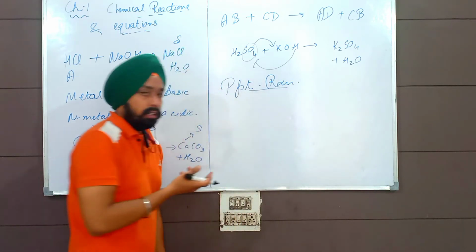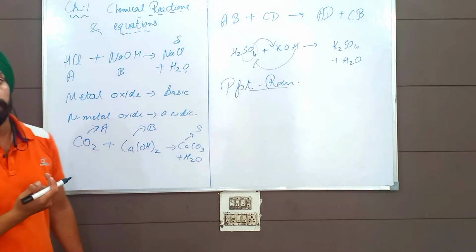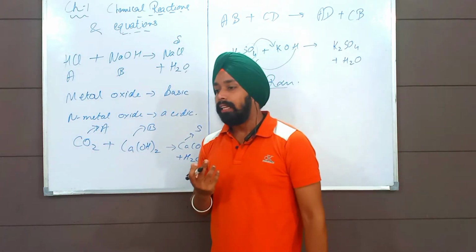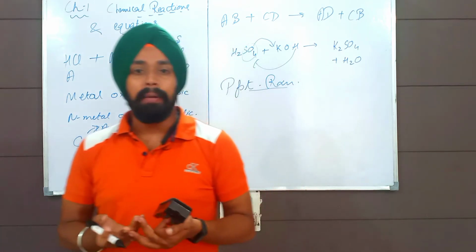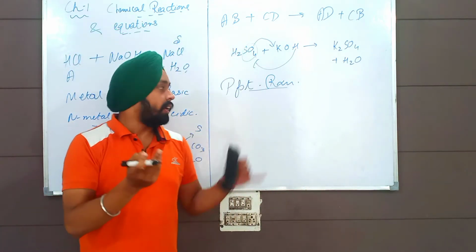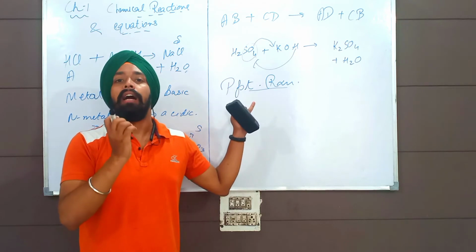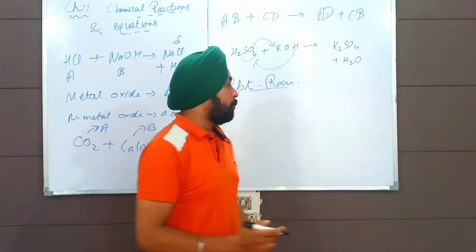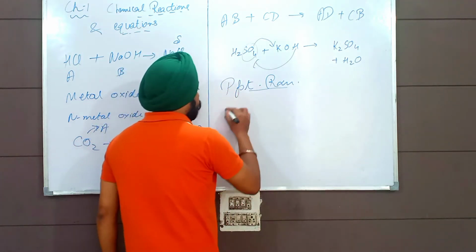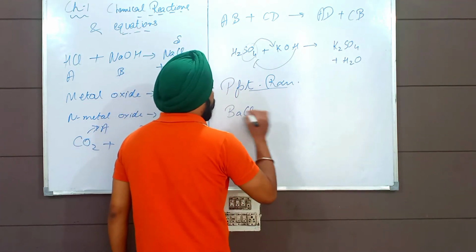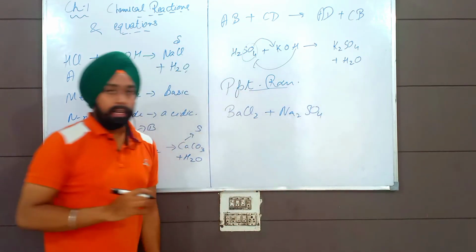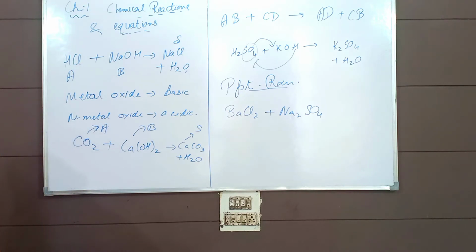Most important in double displacement reactions is precipitation. Precipitation means that precipitates will form. A precipitate is an insoluble substance. Suppose I have barium chloride and sodium sulfate. So I have this barium chloride with sodium sulfate.